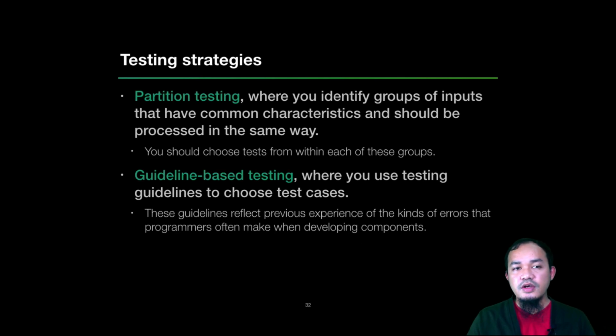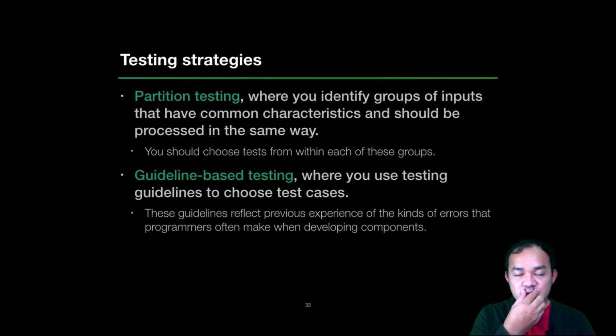Testing strategy. We have two strategies for testing. The first is partition testing, and the second is guideline testing. In partition testing, you identify groups of inputs that have common characteristics and should be processed in the same way. So if you have a group of requirements or a group of inputs that you use to test the same thing, you can group them into a partition.